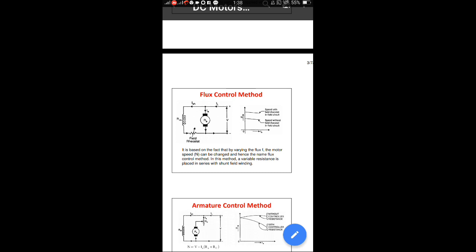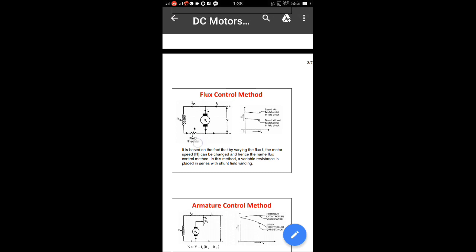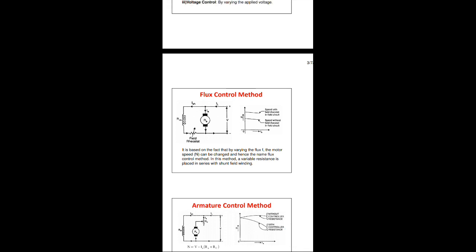Because we are varying the flux, a field rheostat is provided in series with the field winding. By varying the field rheostat, the current through the field winding will increase or decrease. Hence, flux can be varied, flux can be controlled. Therefore, the motor speed will be varied.